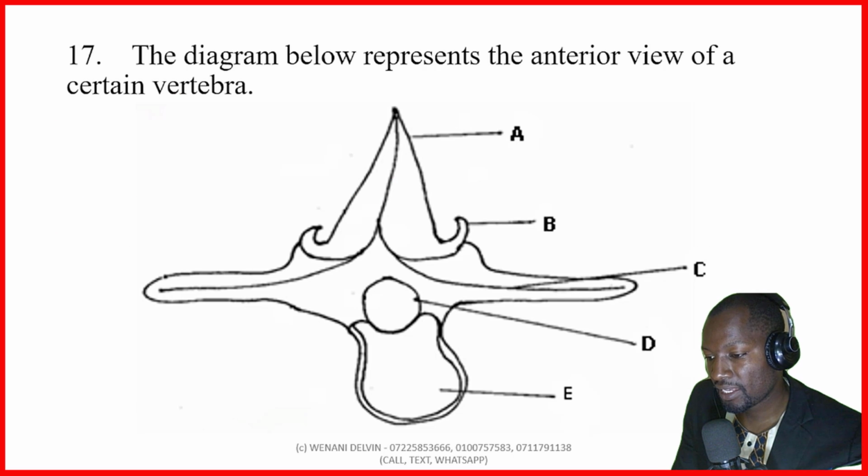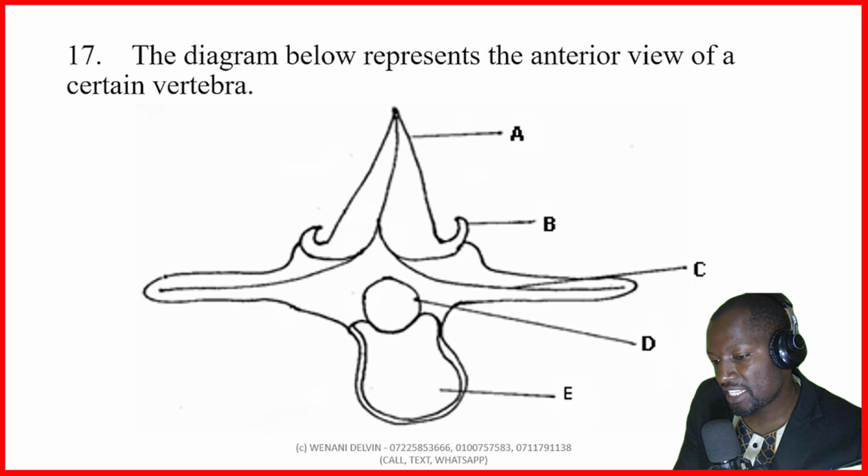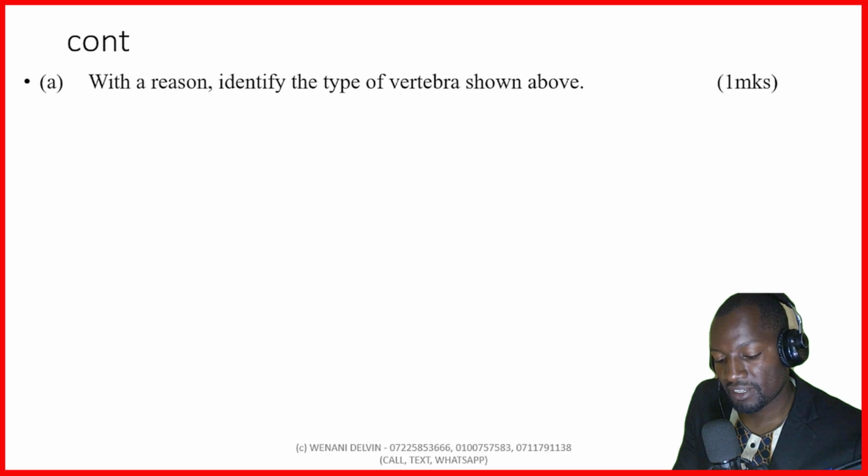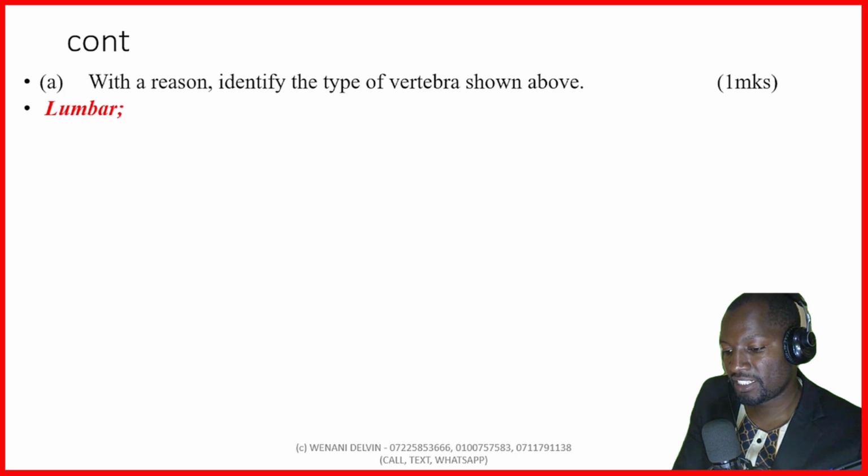Now, the diagram below represents the anterior view of a certain vertebra. We can look at that one. First question, with a reason, identify the type of vertebra shown. Looking at that vertebra, it is a lumbar vertebra.